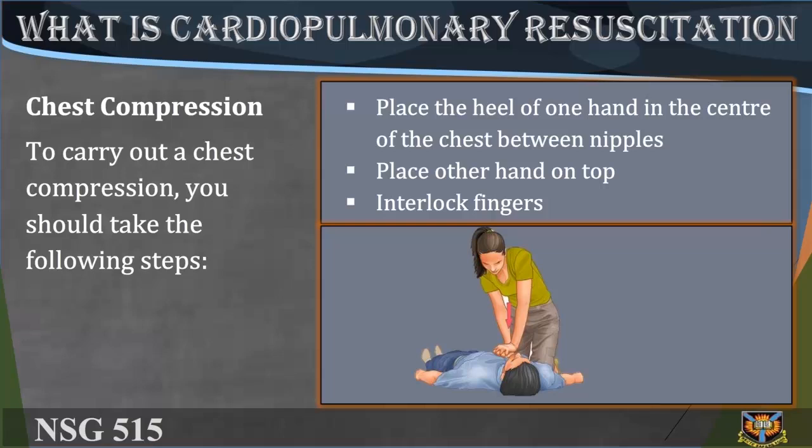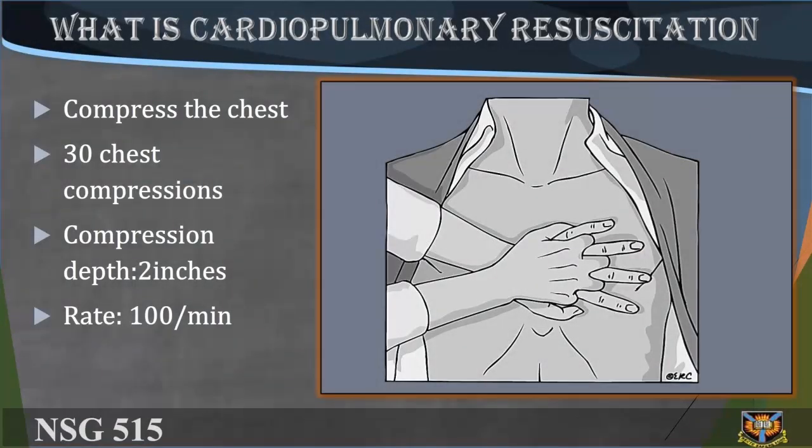Place the heel of one hand in the center of the chest between the nipples. Place the other hand on top. Interlock fingers. Compress the chest. 30 chest compressions. Compression depth 2 inches. Rate 100 per minute.